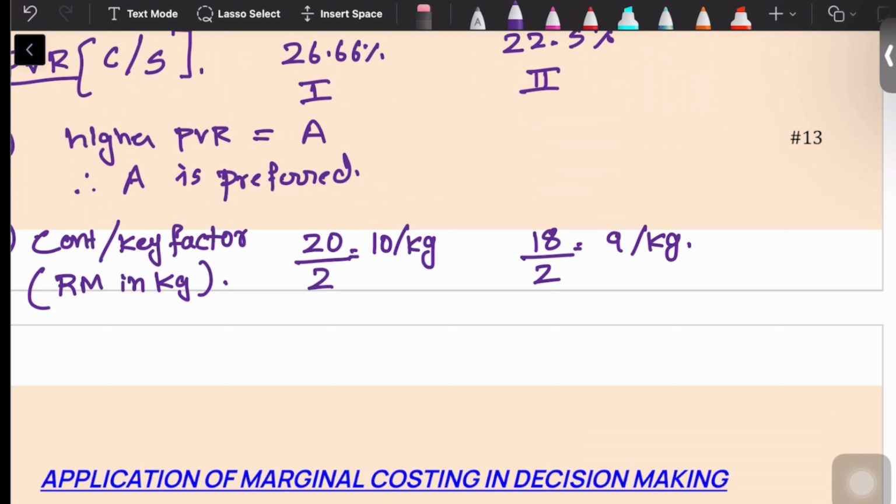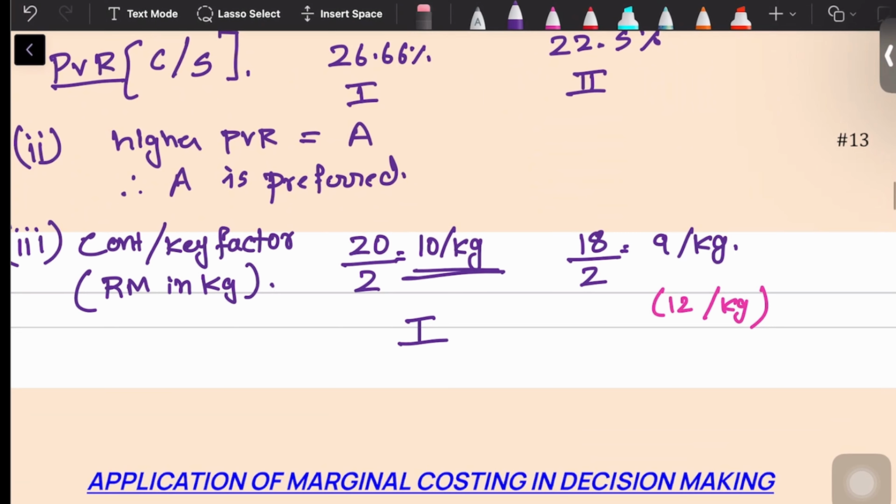If in the same example, instead of 2 kg, it had 1.5 kg, then 18 divided by 1.5 would have become 12 per kg. Correct? In that case, this would have been my rank 1. So I would have preferred to manufacture B. But here, since 10 is higher, whichever is higher, I have to take. So case 3 also, product A is preferred.